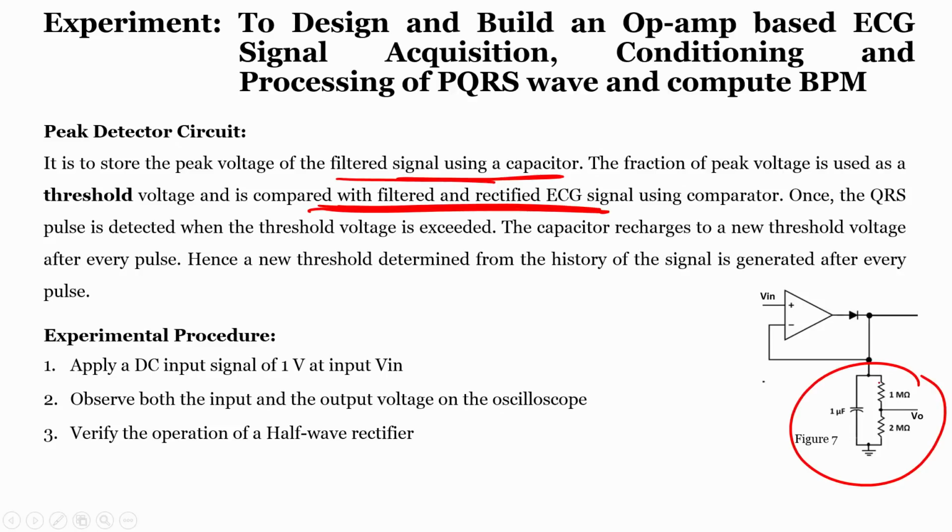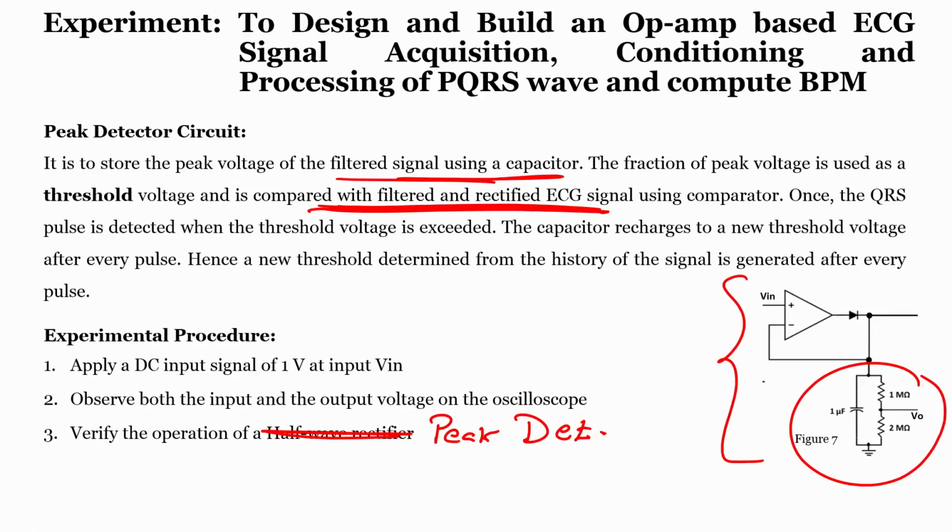The circuit for the peak detector is shown here, and if you want to perform the experiment, then we have to apply a DC signal of 1 volt at V in, observe input and output, and verify the operation of the peak detector, not a half wave rectifier, but a peak detector. All right. It is very easy. So, a half wave rectifier is here, peak detector is here.